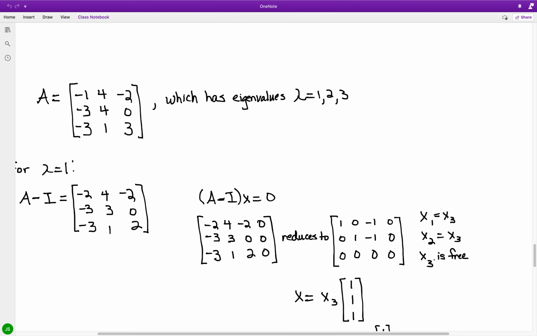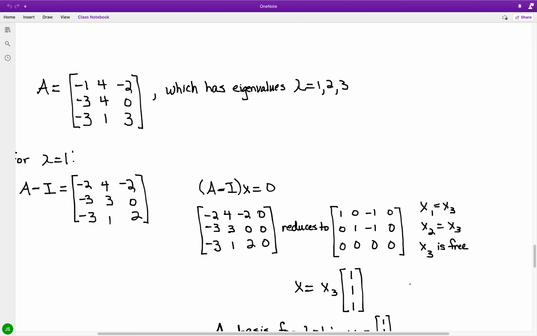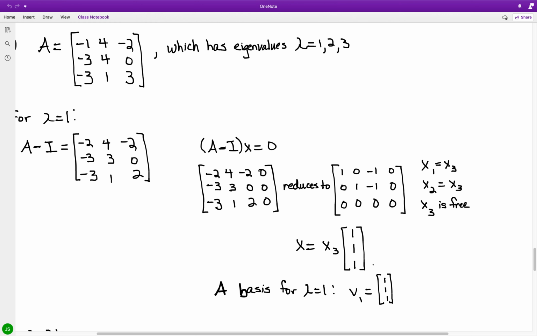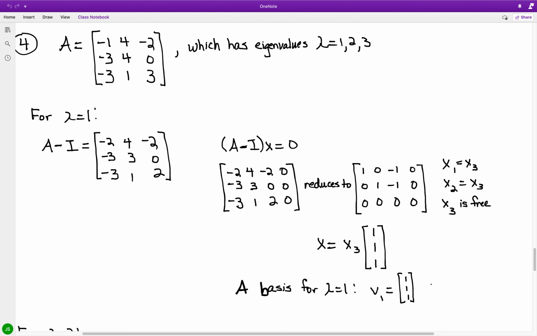This will signify the x of 3 is free. From the top row, we have the x of 1 is going to be equal to x of 3. For the second row, the x of 2 is equal to x of 3. And so from this combination, it's going to follow that for x, we say that is equal to x of 3 times 1, 1, and 1. So we have a basis for the first eigenvalue, lambda equal to 1. We have the eigenvector 1, 1, and 1.